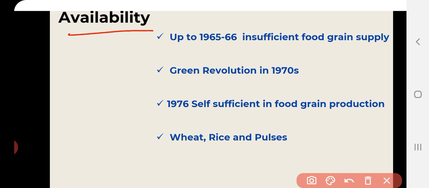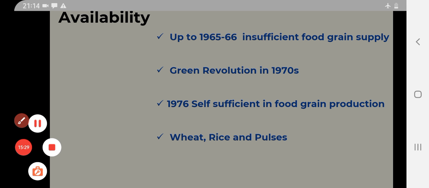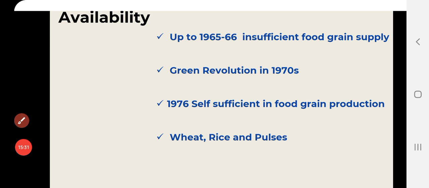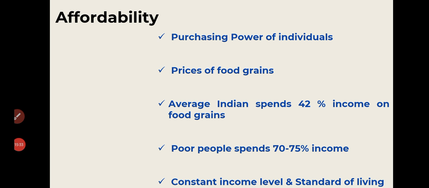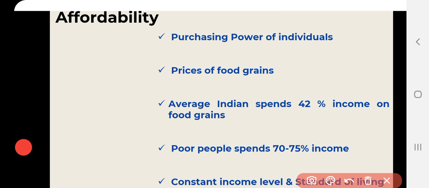Now I will move towards the second point, that is about accessibility, affordability. In this second point, we discuss the purchasing power and increasing prices of food grains. Purchasing power of the individuals and prices of food grains.